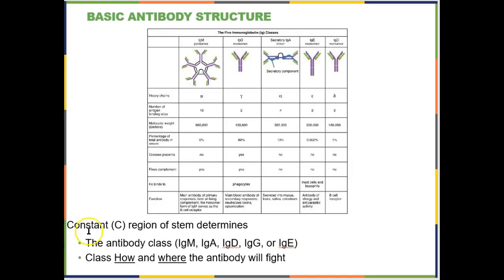Then you have these 5 different constant regions. You do not need to know the constant regions, and you don't have to really be able to explain how they work, but I want you to understand how they work. So the variable region is going to determine what antigen the antibody sticks to. And then your immune system makes several different versions of that same antibody.